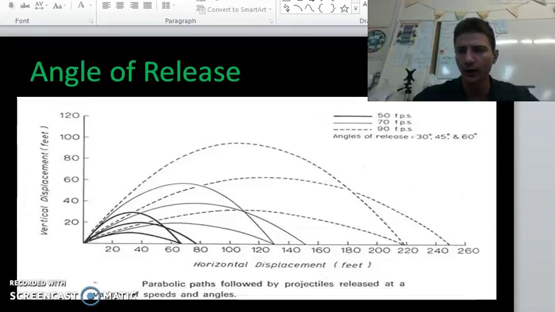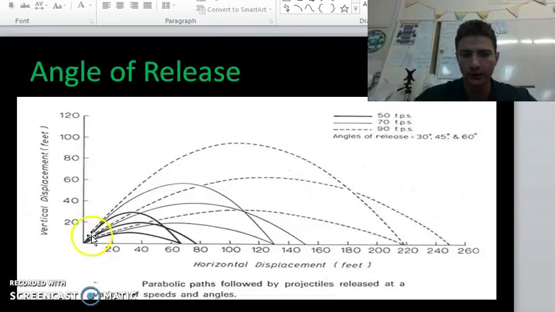So this is just a quick graph to show and demonstrate. There's three different angles: a 30 degree angle, a 45 degree angle, and a 60 degree angle. And the different lines are just how much force has been put on the object. So if you have a look at all of them, for each different level of force, that 45 degree angle from ground level is your optimum angle of release.